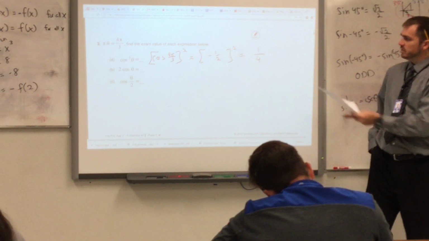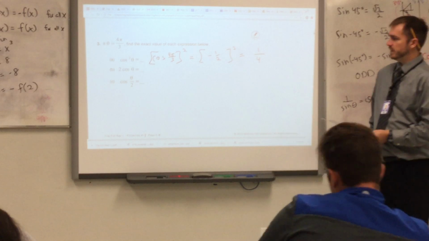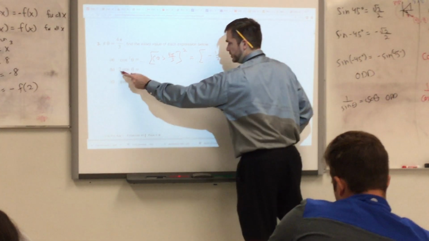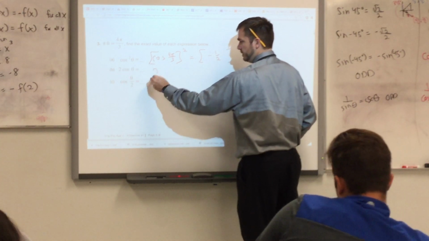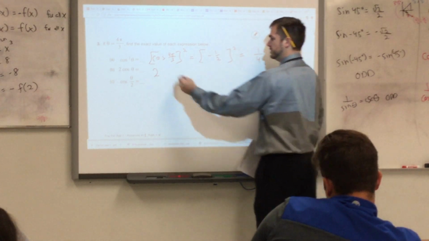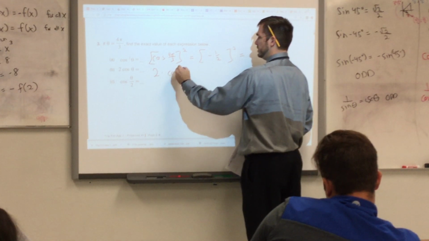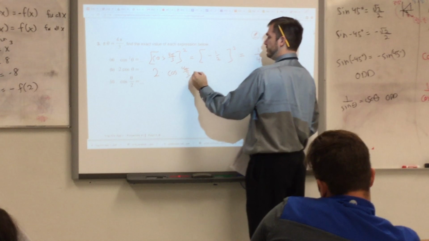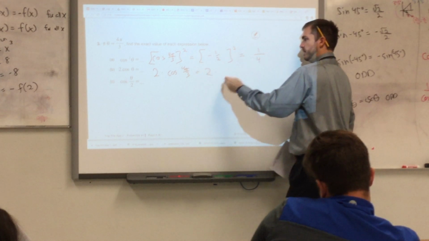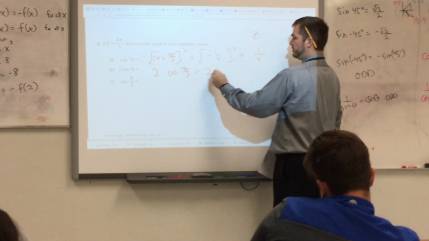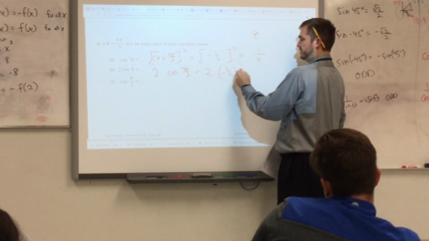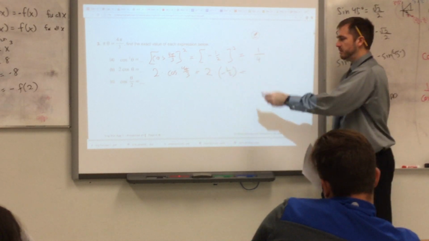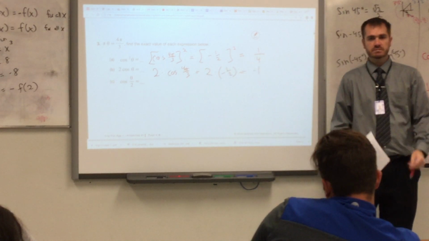Hooray! Ooh, here's one that we didn't do, but that's okay because it's super easy. 2 cosine theta. That just literally means 2 times the cosine of 4 pi over 3. Y'all just told me that the cosine of 4 pi over 3 was a negative 1/2. So it literally is 2 times negative 1/2, which is negative 1.